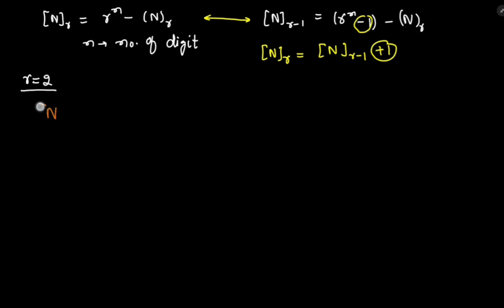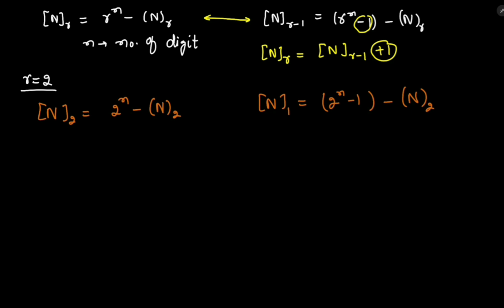system. Therefore, the 2's complement of a binary number can be given as 2 raised to the power n minus the number in the binary system, and the 1's complement can be given as 2 raised to the power n minus 1 minus the number in the binary system. Consider the example where we have to find the 1's complement of 10110, and we can see that n here is 6.